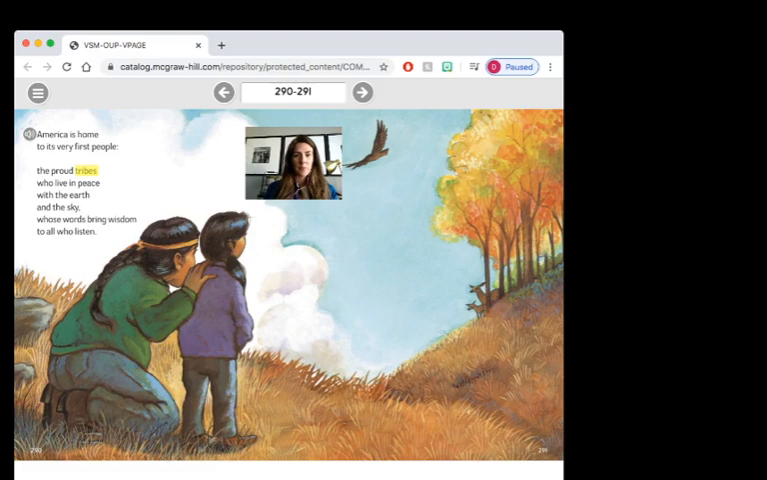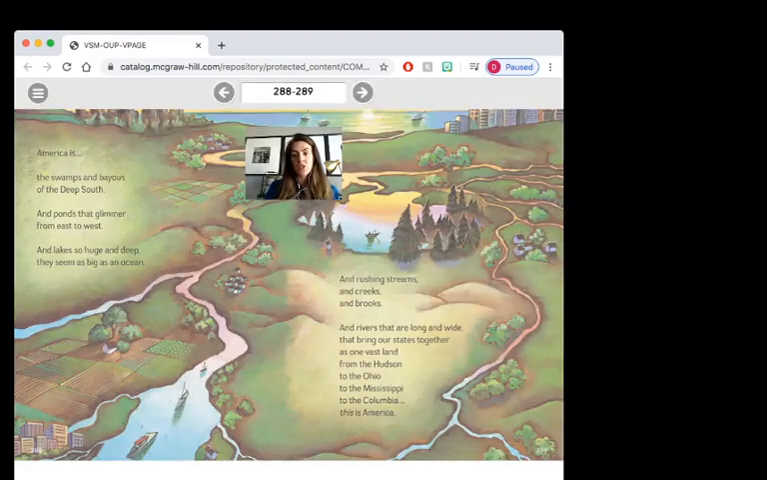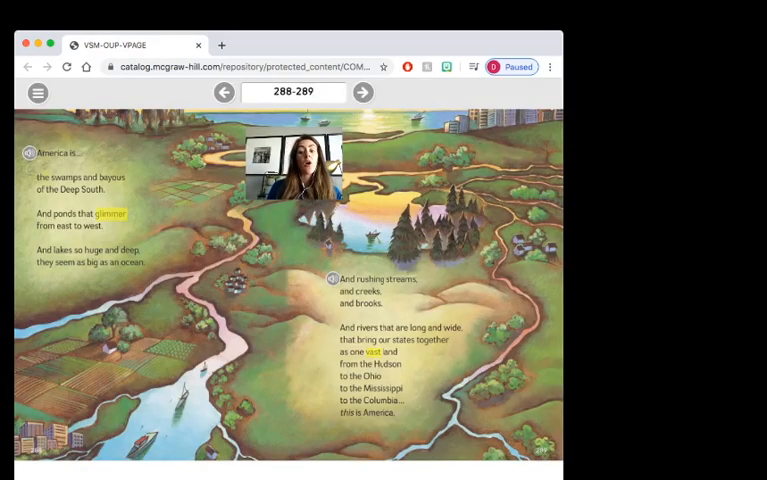And let's go back for one moment. On this page here, they're talking about all of the different types of rivers. So it says one vast land from the Hudson to the Ohio to the Mississippi to the Columbia. This is America. All of those are different names of different rivers. Notice they're capitalized, right?